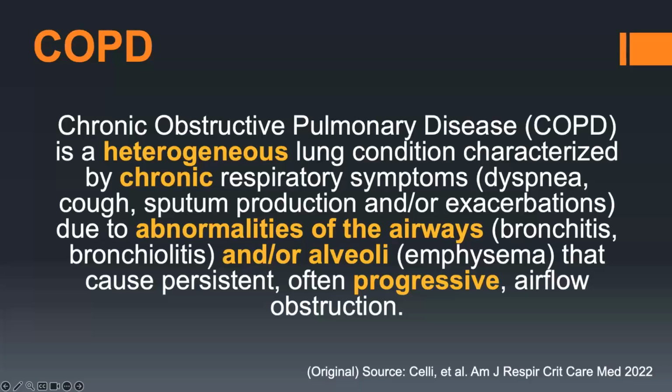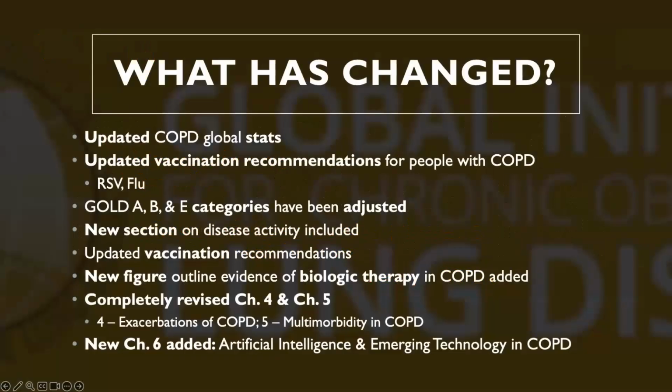In the current GOLD COPD definition, you can see there is an emphasis on bronchitis and emphysema. Chronic obstructive asthma, however, is not mentioned. Now, although this definition is verbatim from the latest 2026 GOLD COPD report, you can see there at the bottom of the screen, its original release was in the American Journal of Respiratory and Critical Care Medicine in 2022. So they really haven't changed the definition all that much.